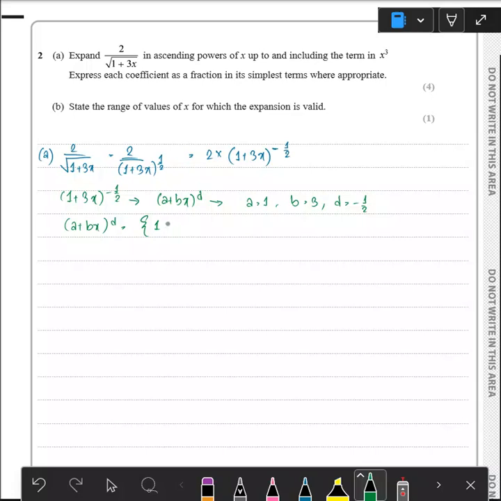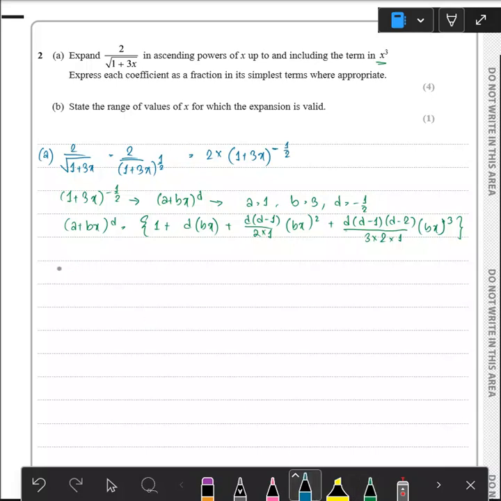At first, the first term would be just 1, plus d multiplied by bx, plus d multiplied by d minus 1 divided by 2 multiplied by 1 multiplied by bx whole square, plus d multiplied by d minus 1 multiplied by d minus 2 divided by 3 multiplied by 2 multiplied by 1 multiplied by bx whole cube. We have to expand till x to the power 3, so this would be fine.